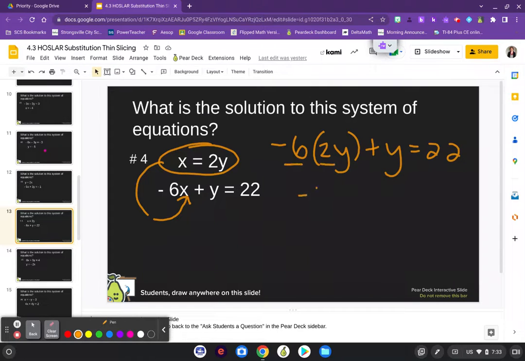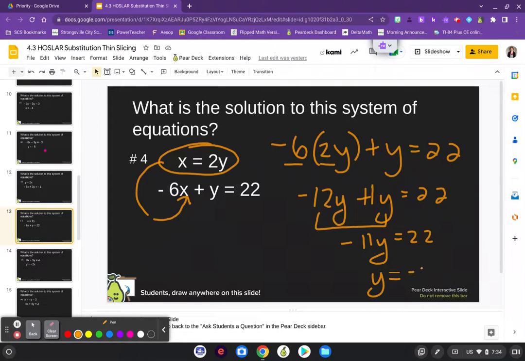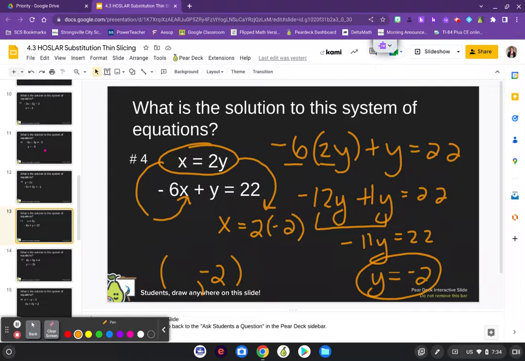Again, negative 6 times 2 is negative 12y plus y equals 22. And if I combine these like terms, negative 12y plus 1y is negative 11y. If I divide by negative 11, I get that y is negative 2. But again, when I go to write this ordered pair, I don't actually know what x is yet. I know that y is negative 2, but I have to substitute my y answer back in to find x. So x equals 2 times negative 2, and that gives me negative 4. And so if I were to graph these two equations, they would intersect at the point (-4, -2).